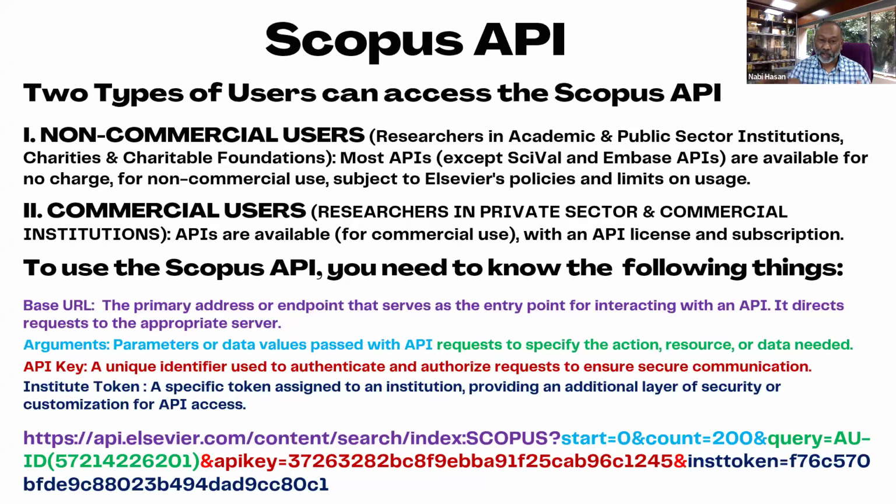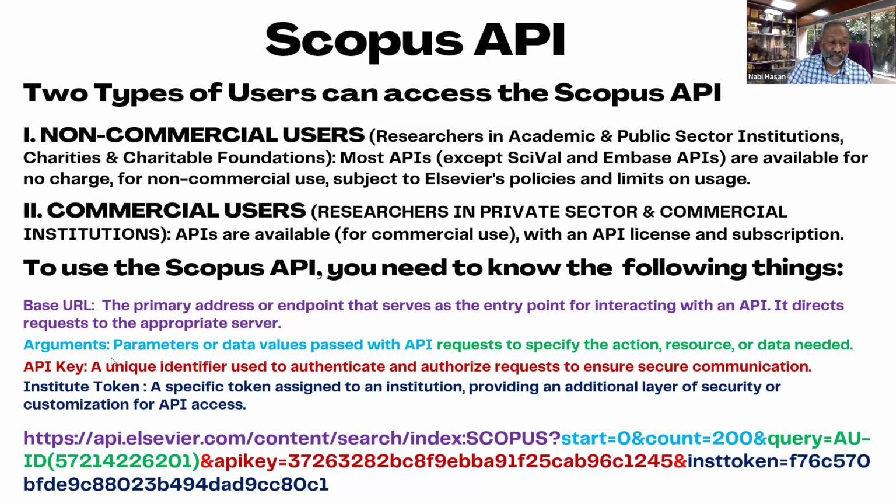That means you can download and use large data sets using the Scopus API on payment as well. So if you want to use the Scopus API, you need to know some important things. Those important things are that you need to know the base URL, the primary address or endpoint that serves as the entry point for interacting with an API; it directs requests to the appropriate server.